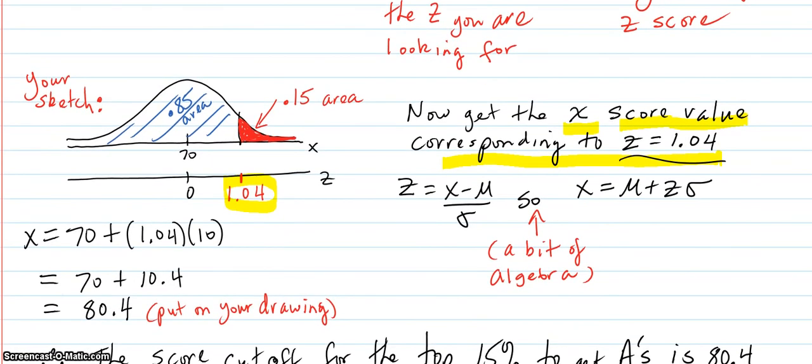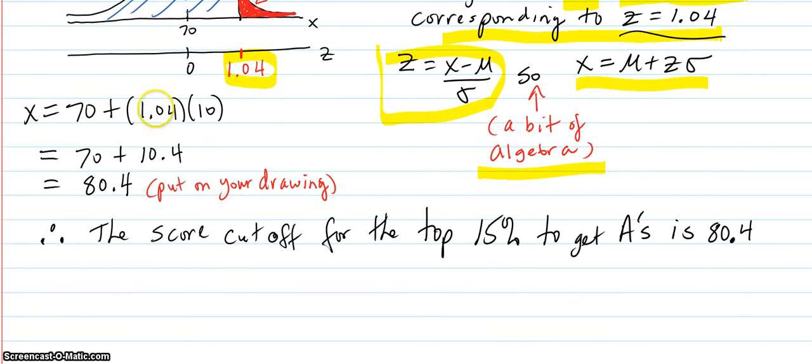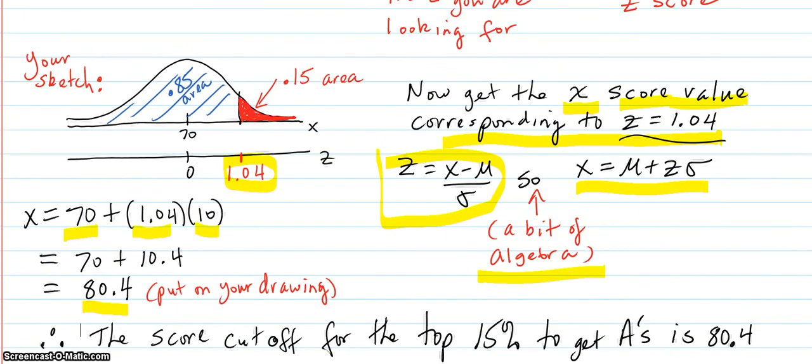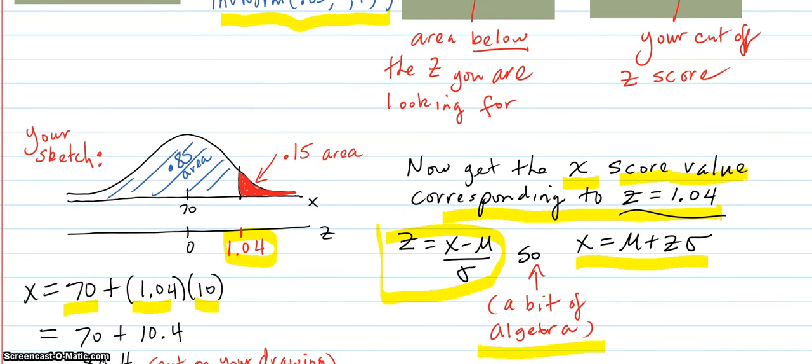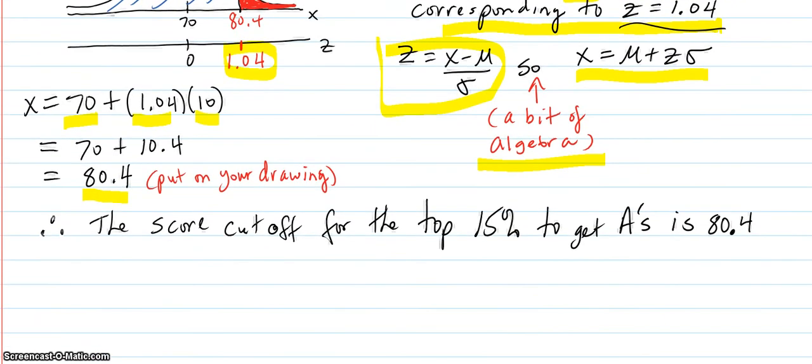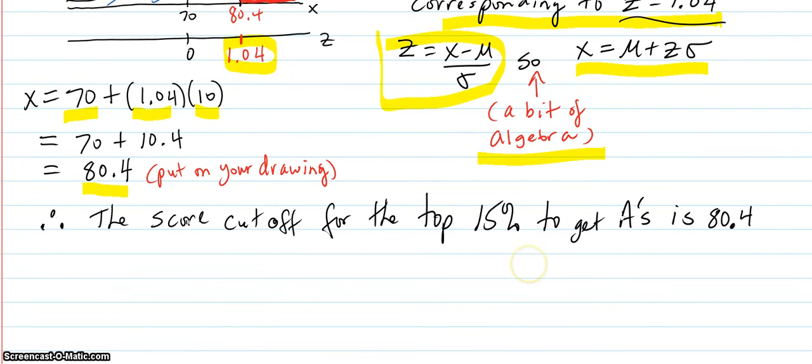Okay, so then you want the X. The X formula, algebraically manipulated a little bit, solving for X, is the mean plus Z sigma. It's the number of standard deviations away from the mean. So you put mean plus Z sigma, and that adds up to 80.4. You put that on the drawing, like this. Okay, 80.4. And that's your top 15% right here. That's the cutoff, 80.4.